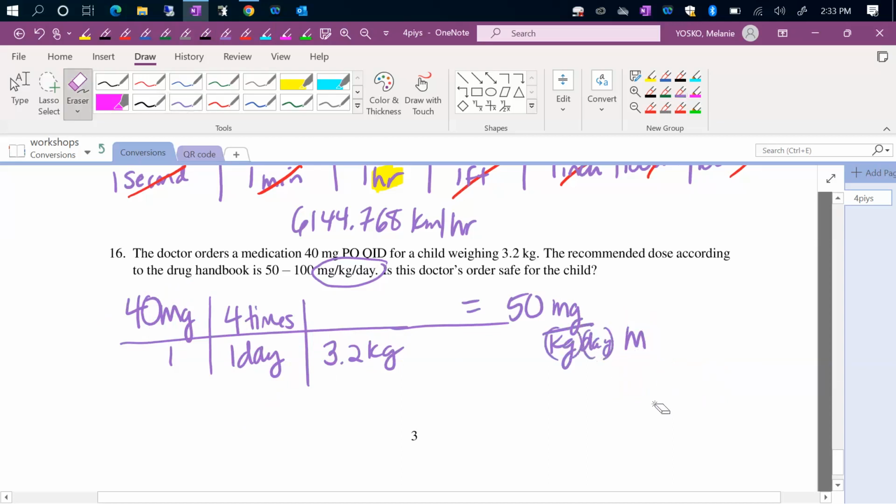Does that make sense? So this is not conversions per se, but we are following the same kind of logic, building the system in the same way. Where do my units need to be? I'm putting that piece on the bottom.